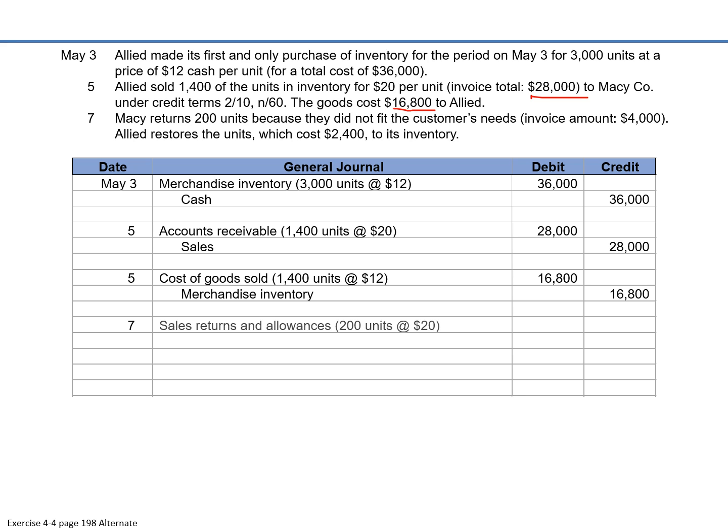Then on May 7th, when Macy returns 200 units, we're going to debit our contra revenue account, sales returns and allowances, for the $4,000 that we sold to them that they said don't fit their needs. But they're not damaged, they're still usable, so we're going to put them back in inventory. So the first part of our transaction is to record the sales return and allowance and reduce the receivable that they owe us. Then the second part is to put those goods back in inventory and reduce our cost of goods sold, right? So to put them back in inventory, we debit, and to reduce our cost of goods sold, we credit.